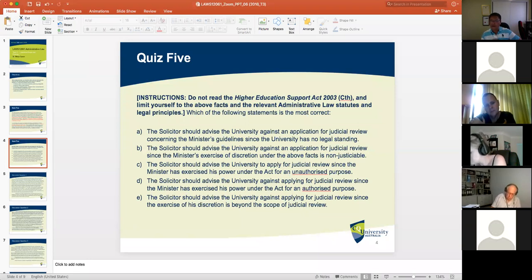So are we clear there? It has to be done with the proper intention. So if there is an ulterior motive behind it, that will invalidate the executive decision. Okay, very good. So we have the answer there.